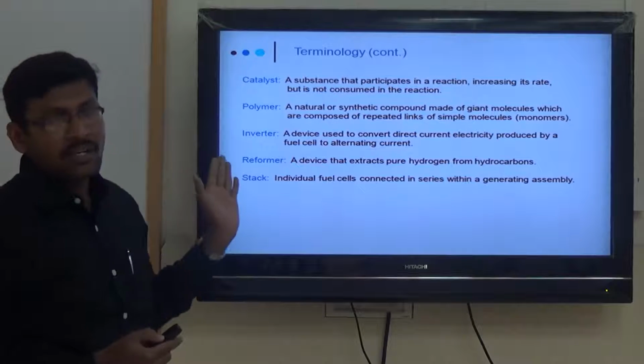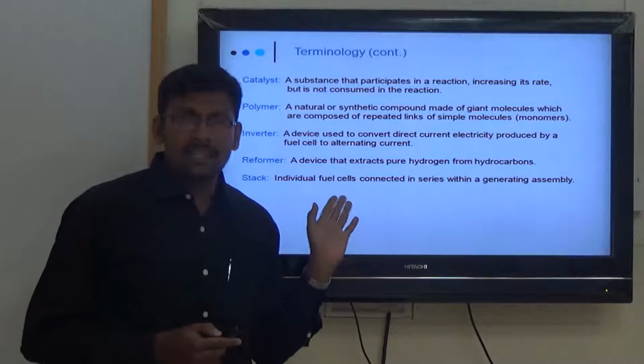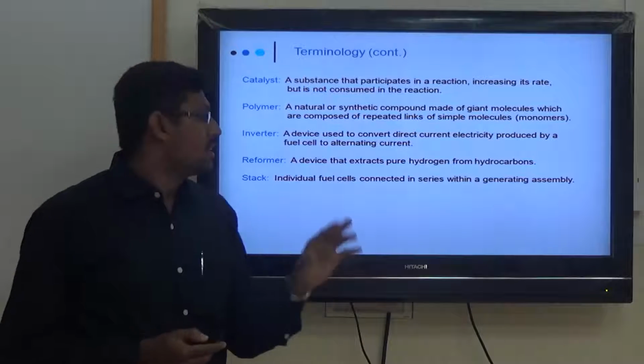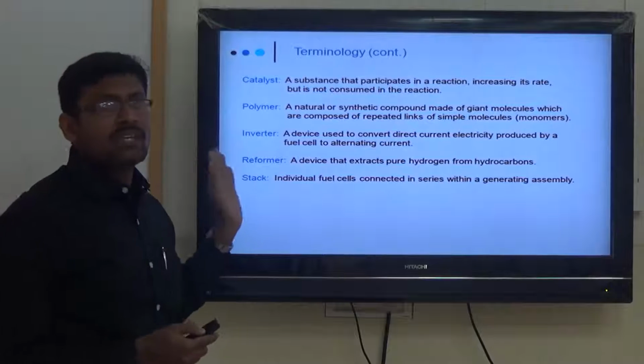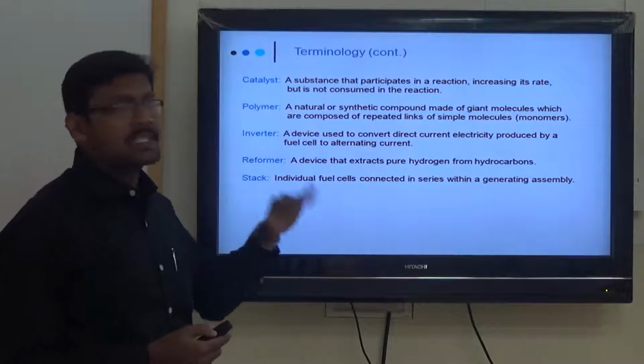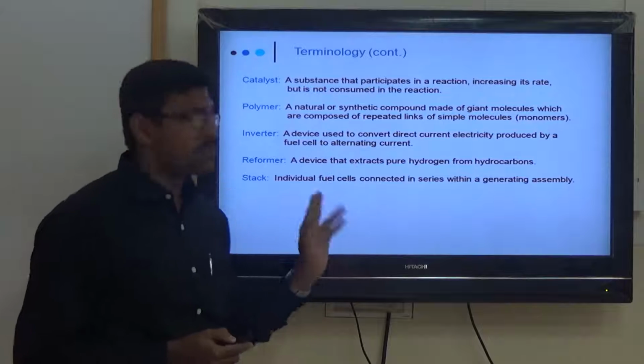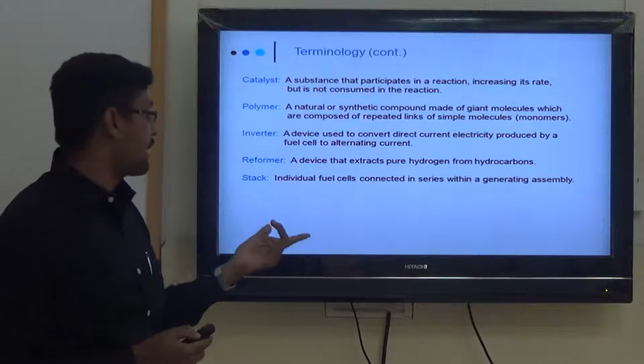Next one is the inverter. Okay, we are deriving only the DC current. In order to acquire AC current, we have to invert. That is the device which is used to invert the DC current to AC current, alternating current. A device used to convert DC, direct current electricity produced by a fuel cell, to alternating current.